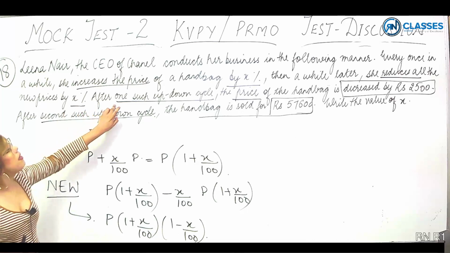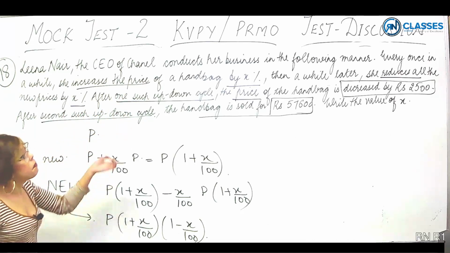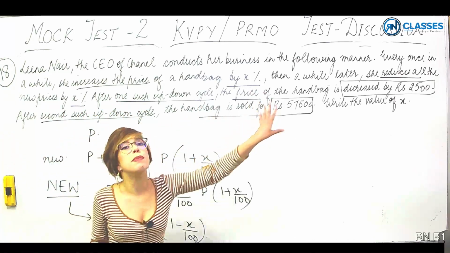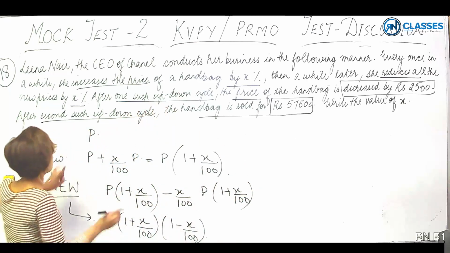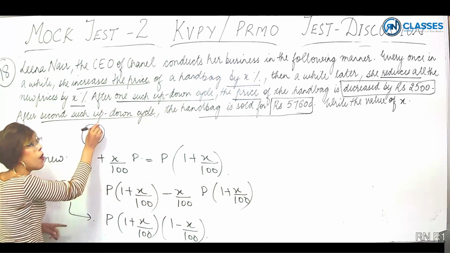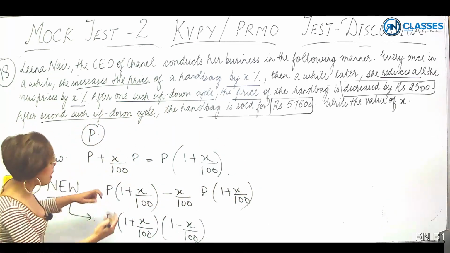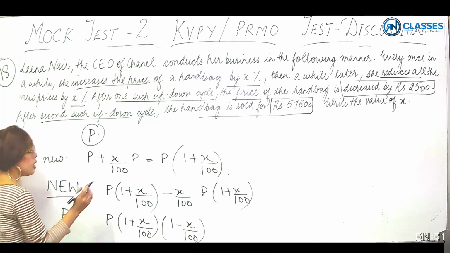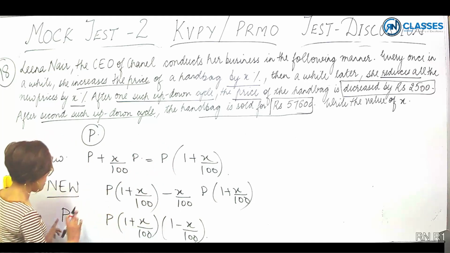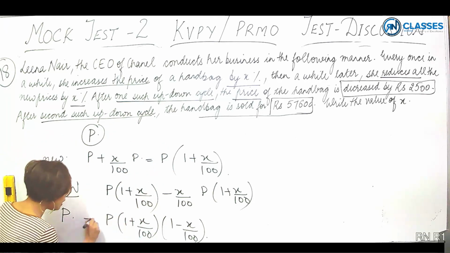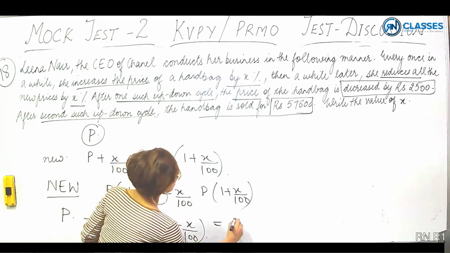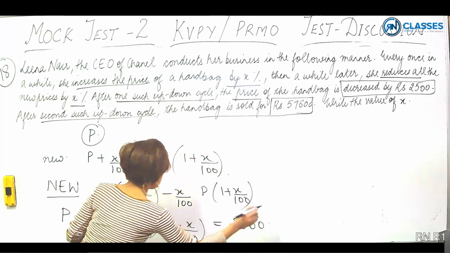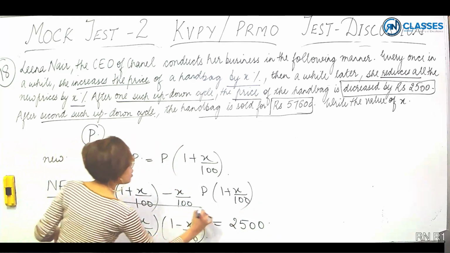Now he says after one such up-down cycle, the price of the handbag is reduced by 2,500. So the price earlier was P. Now it has been decreased by 2,500. So that means the old price minus the new price is equal to 2,500. This is one such equation.